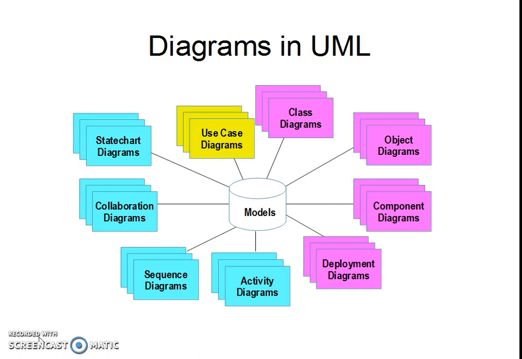Next is the component diagram. The component diagram again comes under the static view of the system. It represents the static implementation view of the system. It includes the components, relationships and the interfaces.